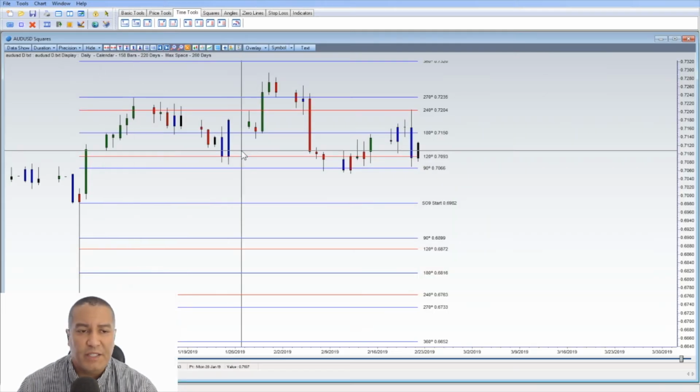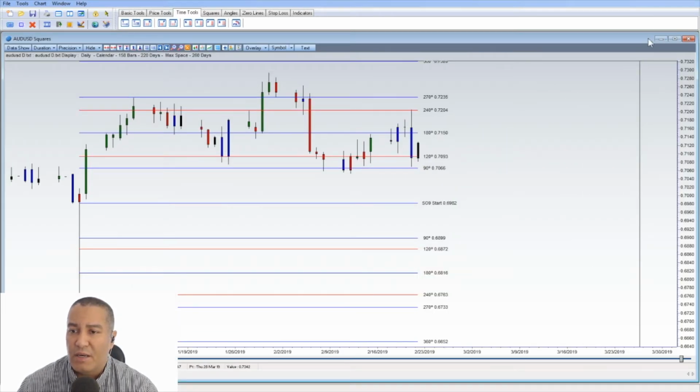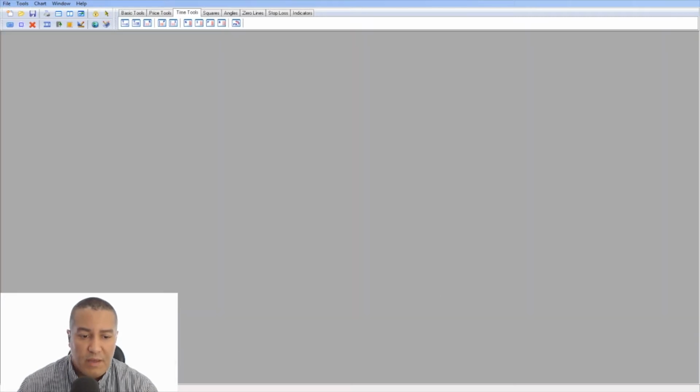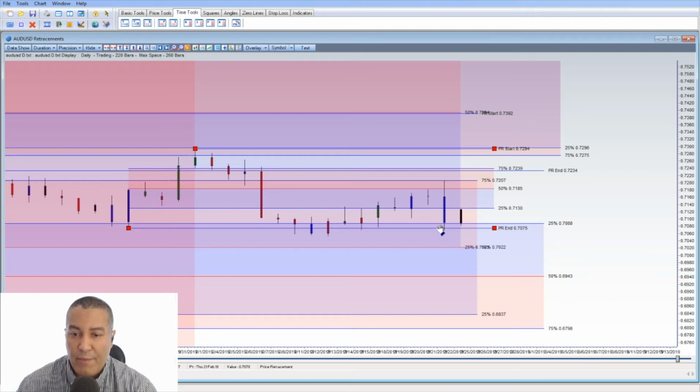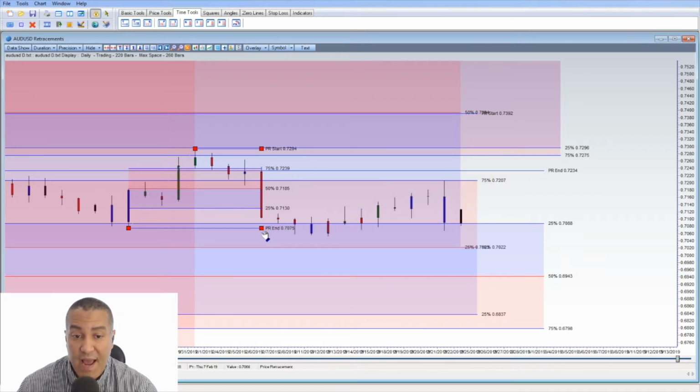I jot down these levels. I start off with my retracement, and I just keep updating it every night. So this is where we're at right here. We held that low of 71.75 and got a nice pop all the way to that 25% level, which is at 71.30. We kept going higher to that 71.40. So that's the high that we have right now.